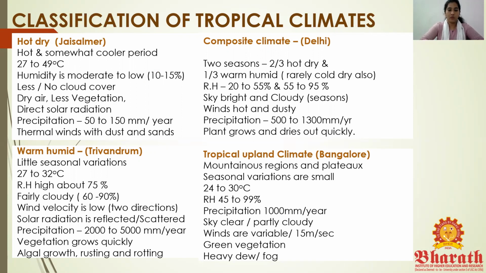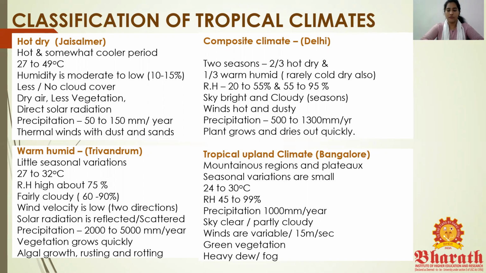Whereas if you look at the composite climate in Delhi, similar to major parts of India, you have two seasons, where two-thirds would be hot and dry and one-third would be warm and humid. So it's kind of a mix of two climates. The sky is very bright and cloudy, the winds will be hot but dusty, and the precipitation goes from 500 to 1300 mm per year. The plants grow and dry out very quickly in these conditions.